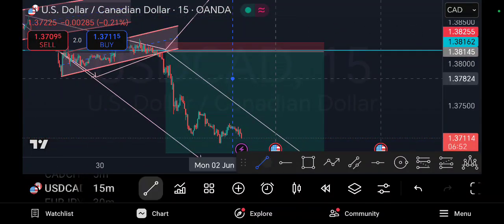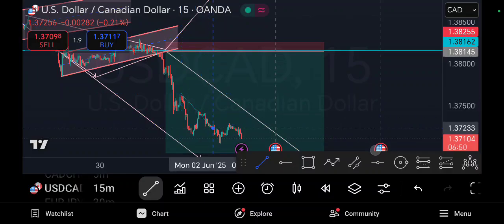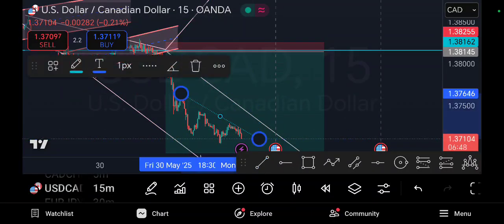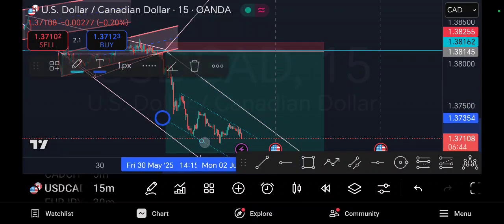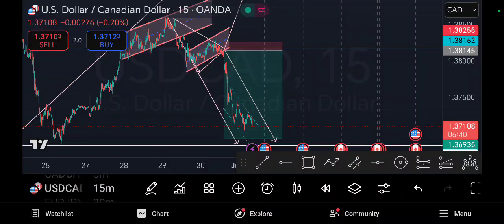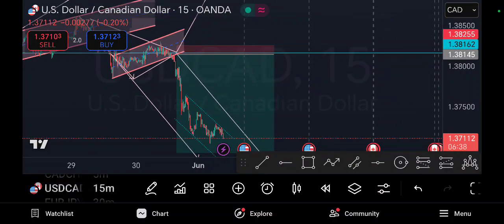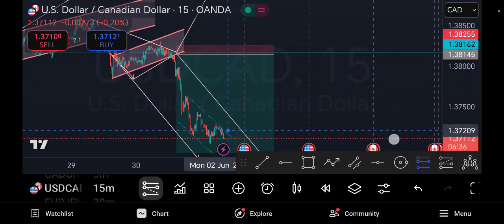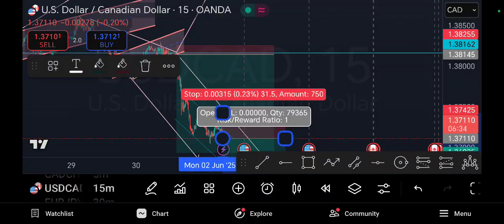So with that being said, here we're also seeing it might be creating a wedge also. So from this point you can actually enter yourselves there.